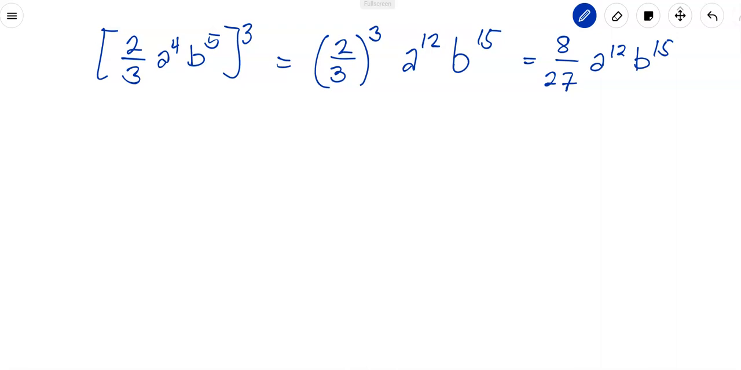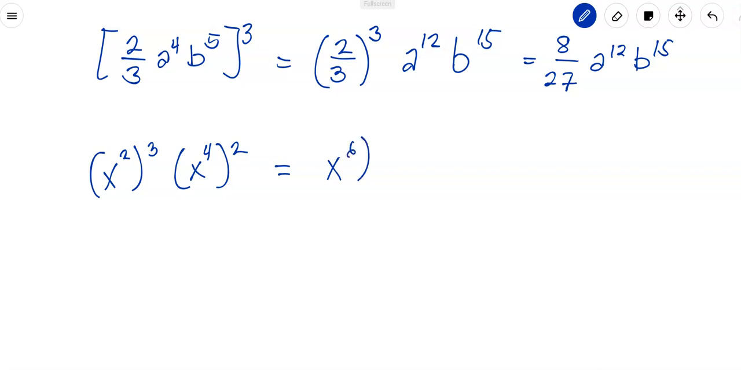Another example, if we will have (x squared) cubed times (x to the power of 4) squared, what will be the result? First thing we will have to do is simplify this one first. So therefore we get x to the power of 6 times x to the power of 8. And then after that, multiply both of them again, we'll get x to the power of 6 plus 8, equals to x to the power of 14.